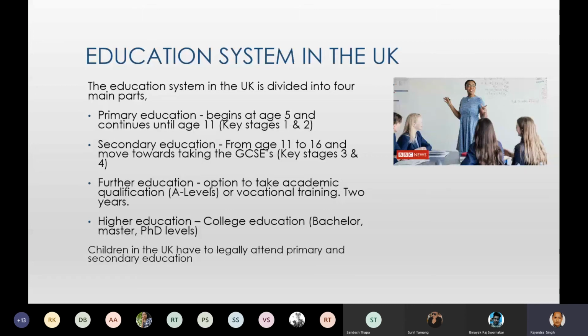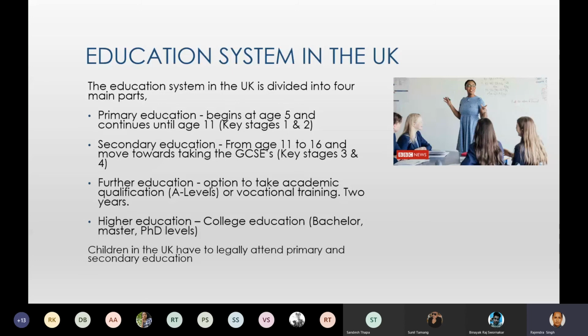At the end of the secondary education, they have to take an examination. It's like a board examination, which they call GCSE. It stands for General Certificate of Secondary Education. Up to secondary education, education is mandatory for anyone born in the UK. Beyond secondary education, it is not compulsory. If somebody reaches age 16, they can say, I don't want to study anymore. They have that right, but before that, they have to go to school.